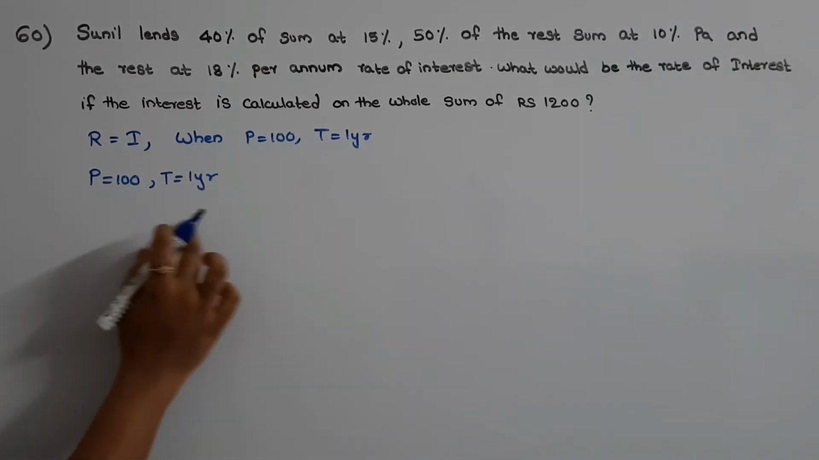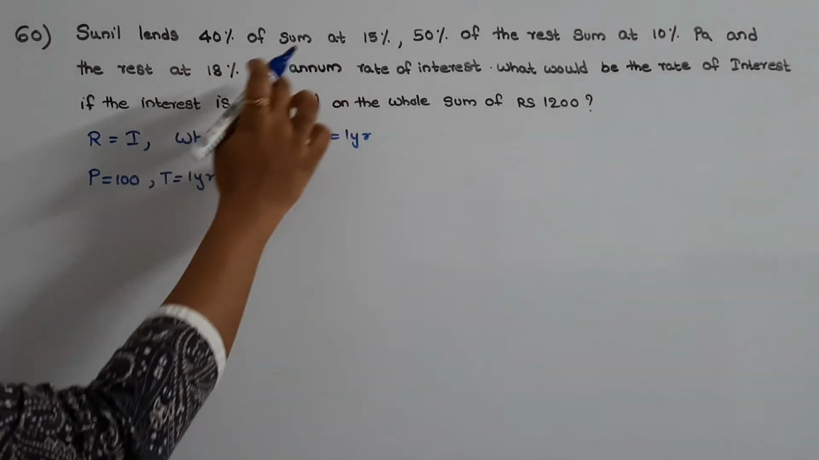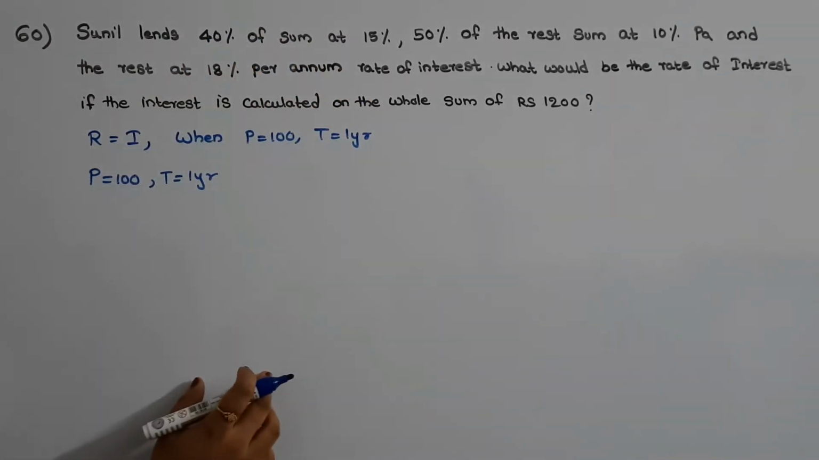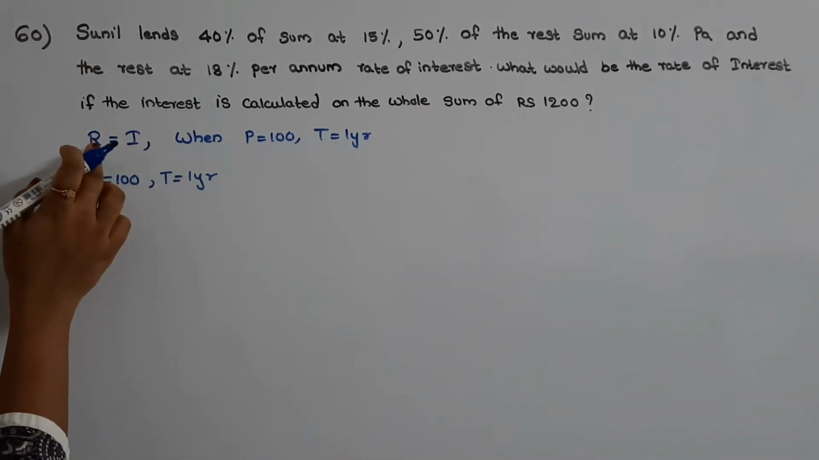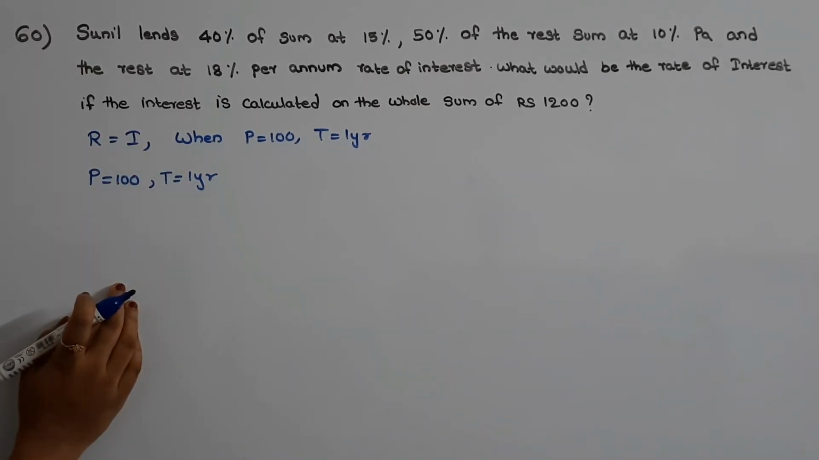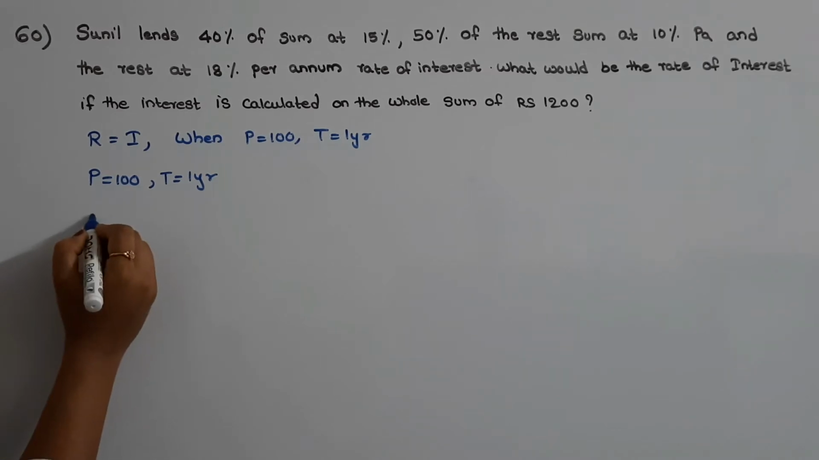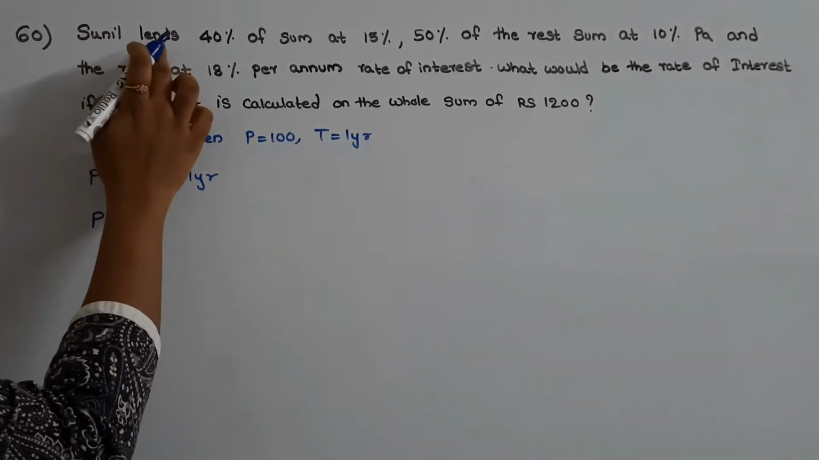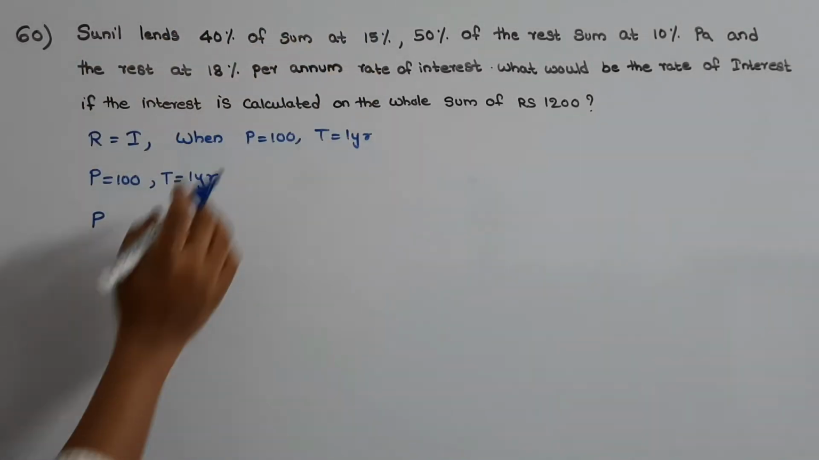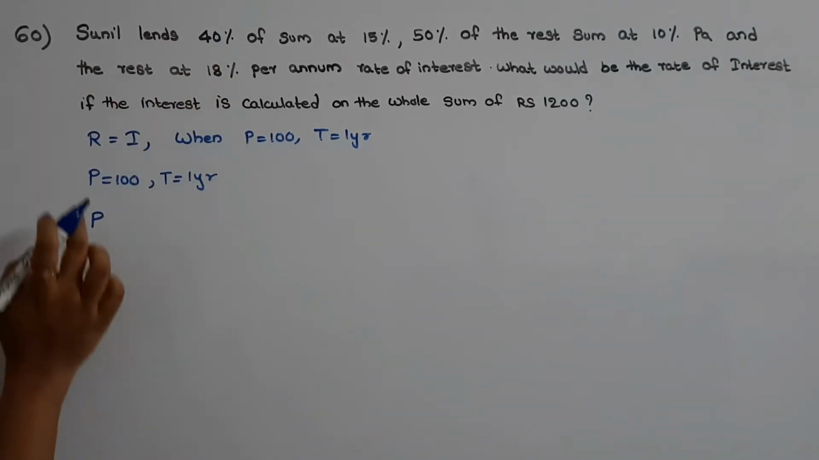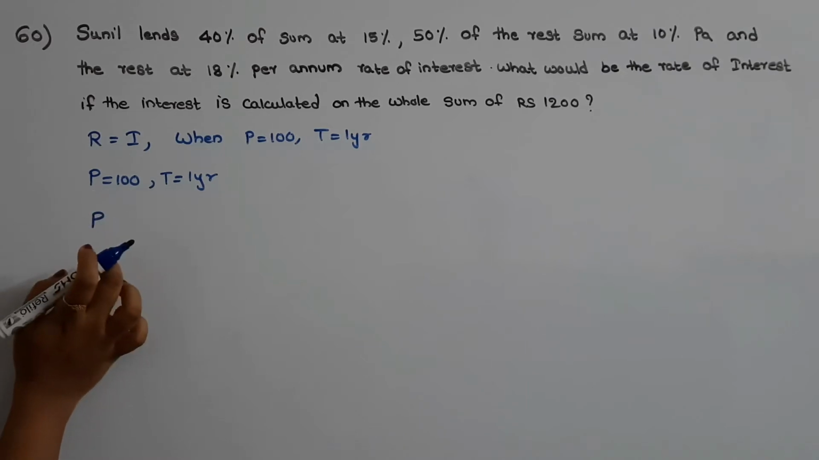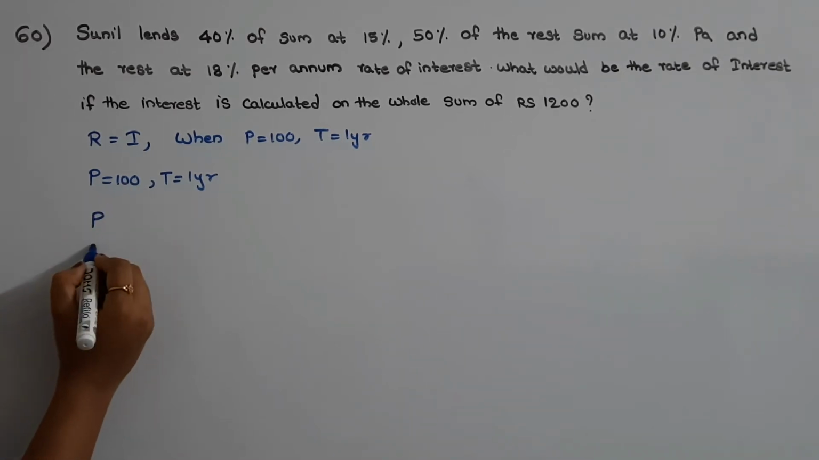Now we will find out the individual interest. Okay, after that we will find out the total interest. That total interest will be equal to the rate of interest. Okay, so Sunil lends 40% of sum at 15%. So what is 40% of the principal? Here we took the total principal as 100. Hence 40% of this 100 is 40.